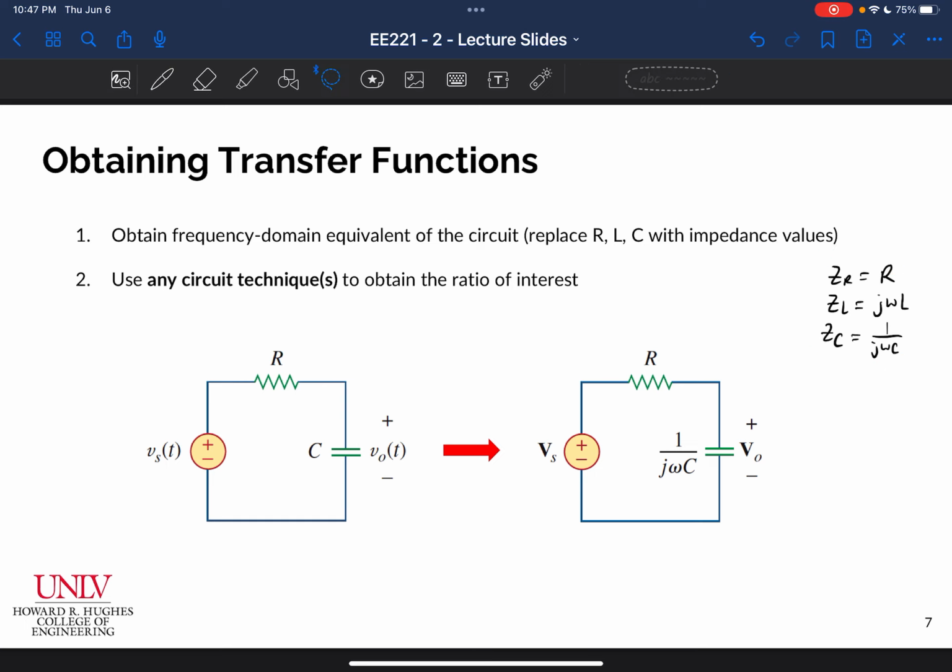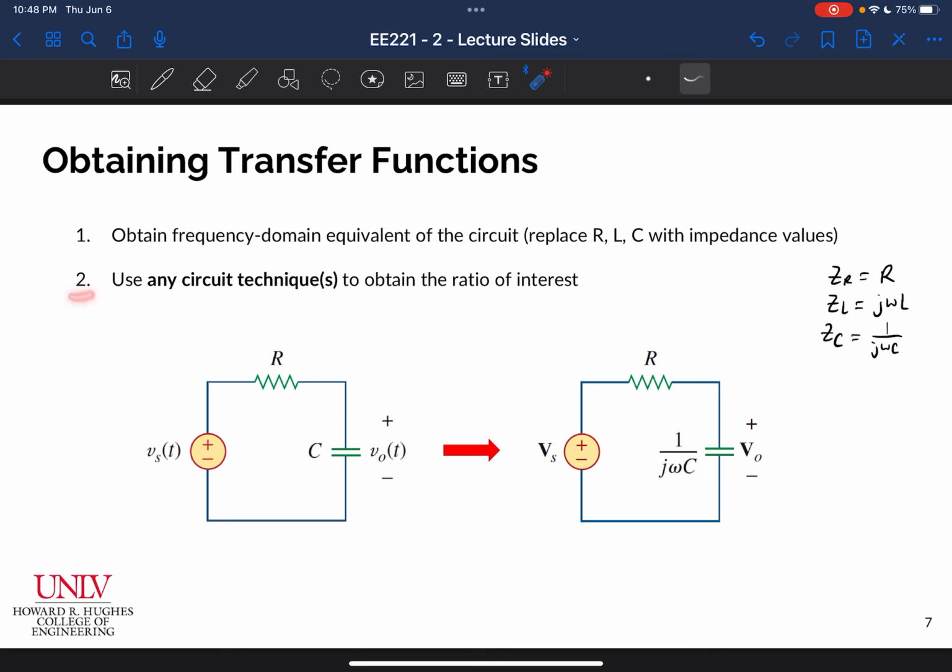Just put those here. And so, of course, we took this C and converted that to 1 over j omega C. We took this R and converted that to an R. Nothing changes for the R. Once the circuit is in the frequency domain, we're ready to move on to step two.